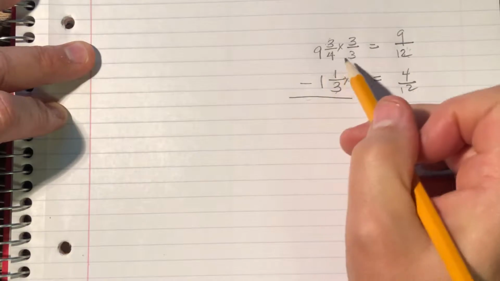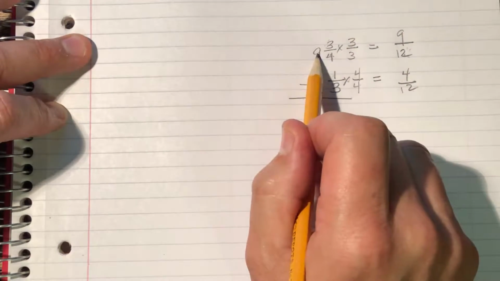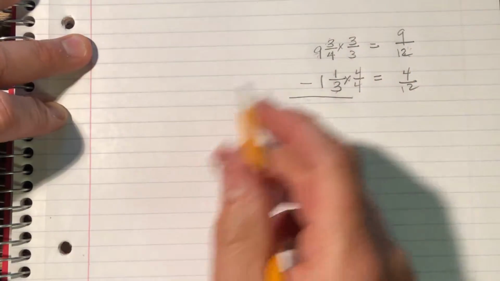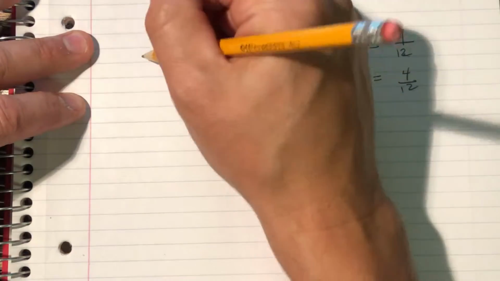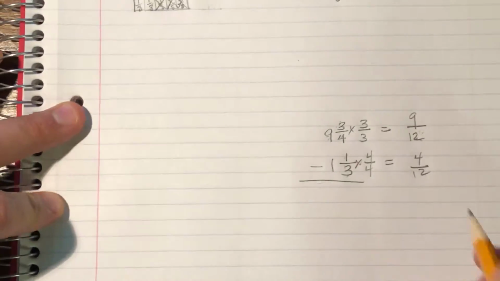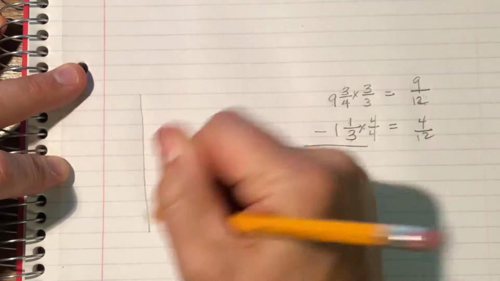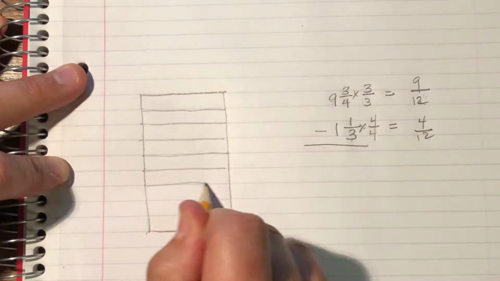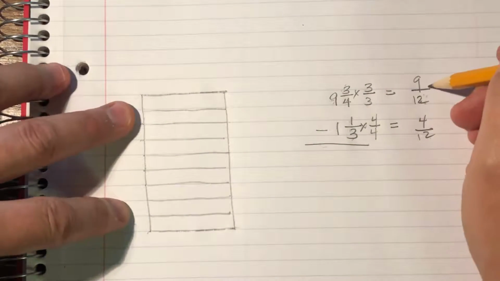So now I'm going to go ahead and draw my model. I'm going to start with 9, and instead of drawing 3/4, I'm going to draw 9 and 9/12. So we're going to draw 9 wholes. So 1, 2, 3, 4, 5, 6, 7, 8, 9. And then I'm going to draw 9/12.